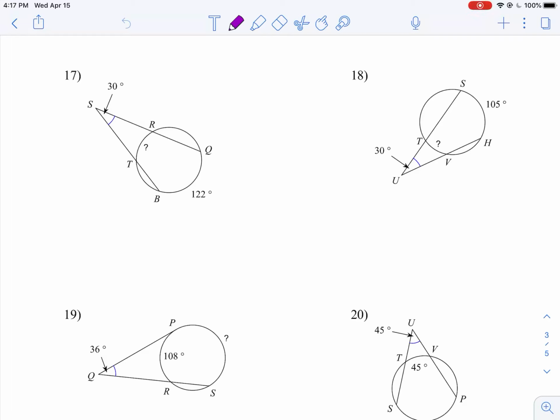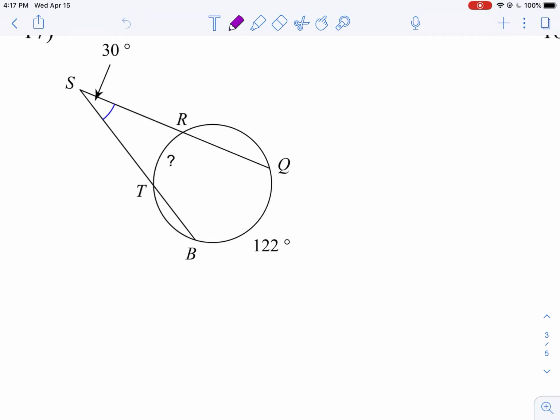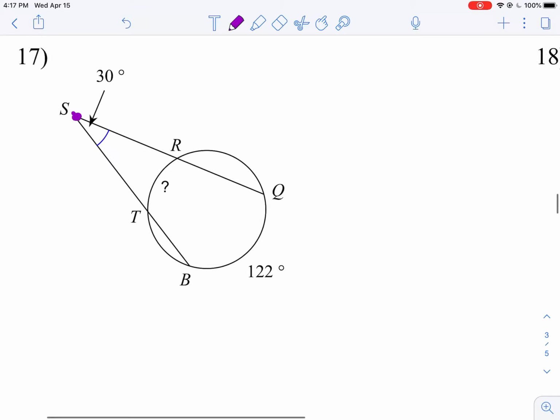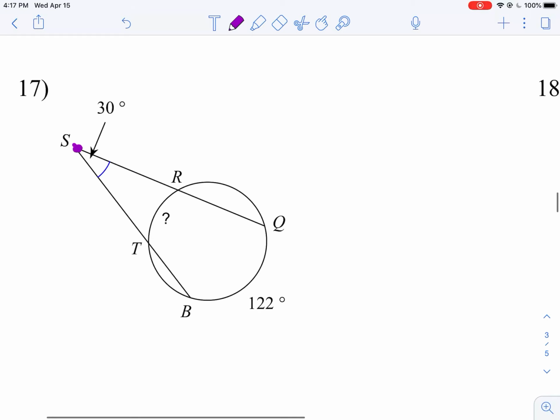Alright, quick video number 2. We are going to be working on angles outside of the circle. So our last video should have been angles on the circle. Now the vertex of our angle is outside the circle. And just as a refresher, this is the one that's formulaic.